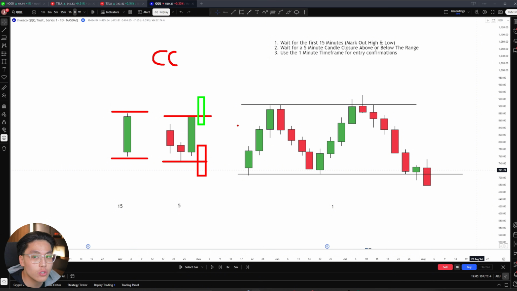The candle closure is what's important here. If it wicks above but does not close above your 15-minute opening range, then the setup is invalidated and we can expect it to stay within the 15-minute opening range.